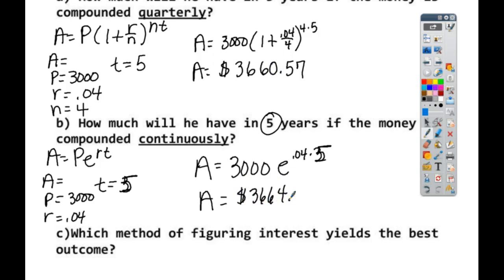Makes sense. Is this what you got? How many?